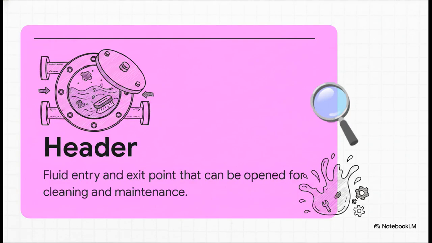First up, we have the header. Think of this as the grand gateway for the machine. It's the dedicated entry and exit point for the fluid. And what's really brilliant about this design is that it can be easily opened up for cleaning and maintenance. When you're dealing with industrial fluids day in and day out, things get messy, right? Systems need to be serviced. So the header provides that necessary, practical access point to keep the whole exchanger alive and kicking.